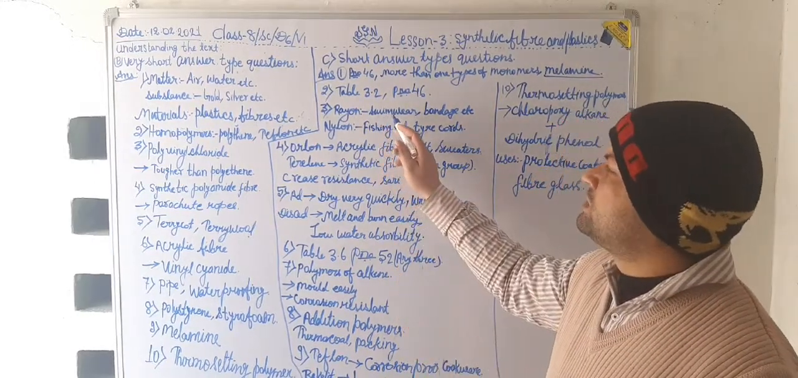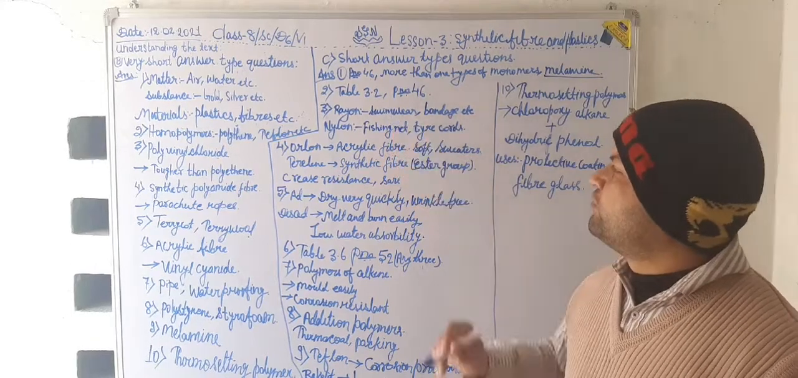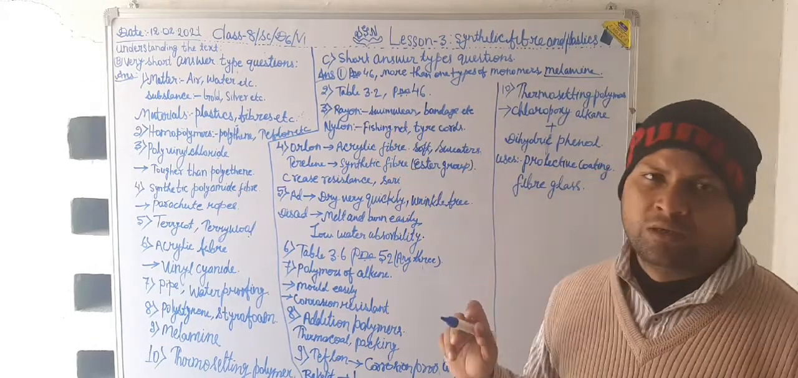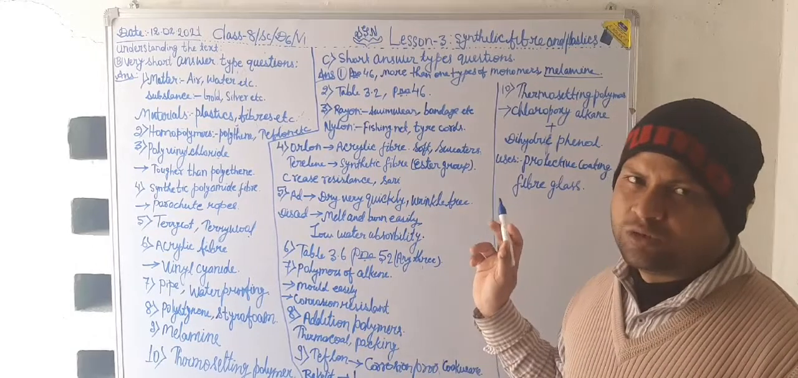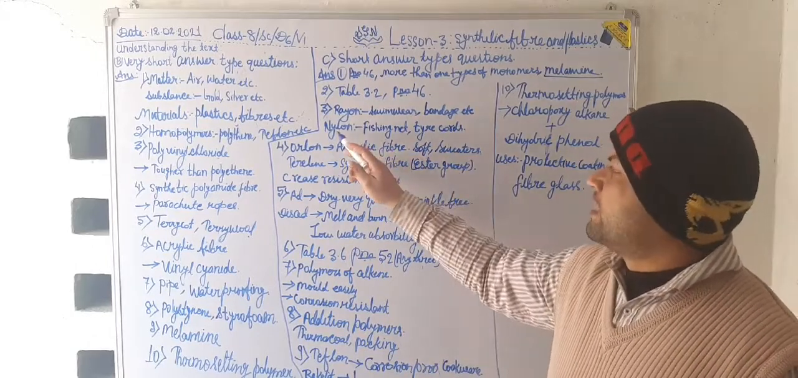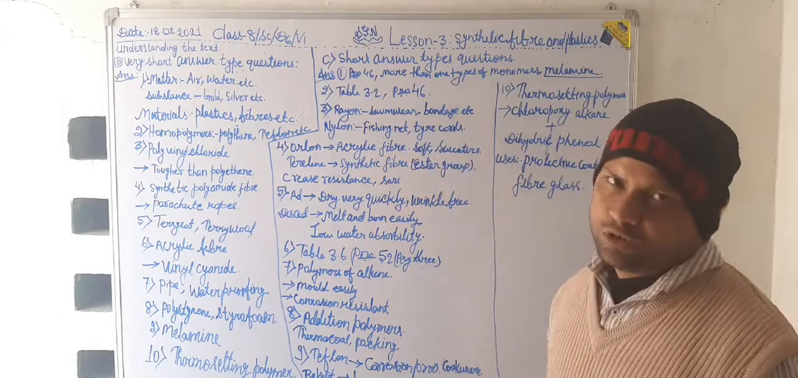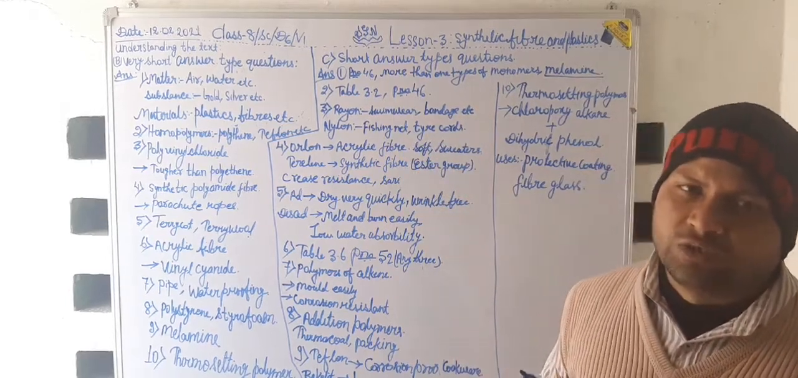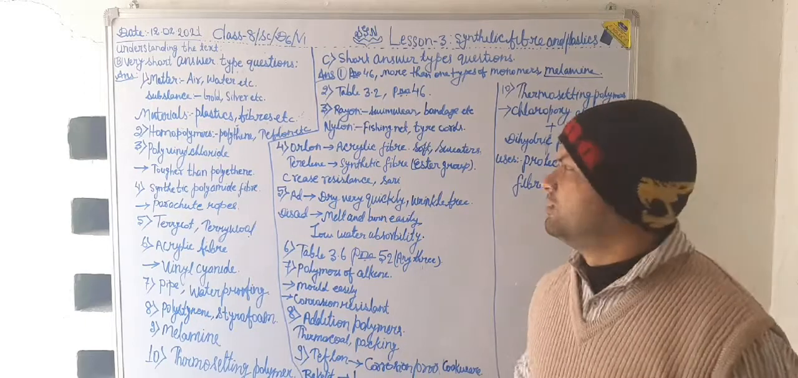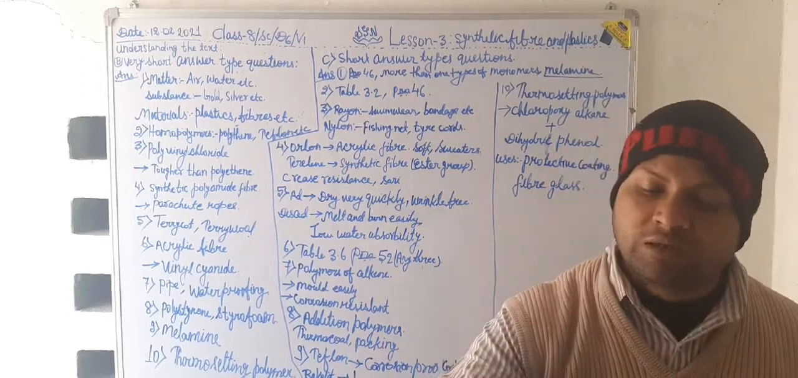Rayon is used for making swimwear, bandages and dress clothes, and nylon is used for making fishing nets and tire coats. So these are the two important uses of rayon and nylon. Now move towards question number 4.